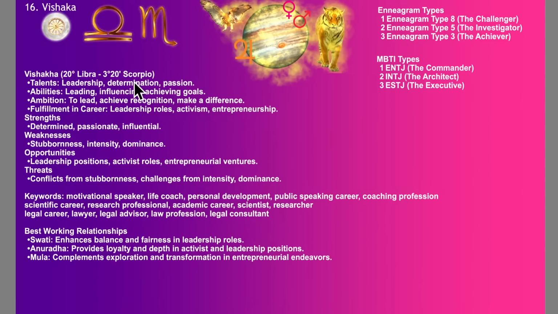Best working relationships: Swati enhances balance and fairness in leadership roles, and can enhance the diplomacy, because this nakshatra has more determination than Swati. Anuradha Nakshatra in Scorpio provides loyalty and depth in activist and leadership roles. Mula Nakshatra, which falls in Sagittarius, complements the exploration and transformation in entrepreneurial ventures or endeavors. That's the base of Vishakha.